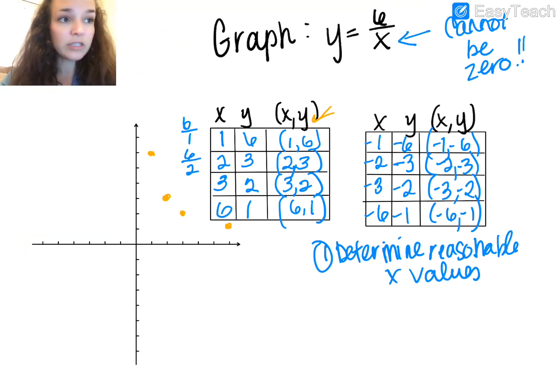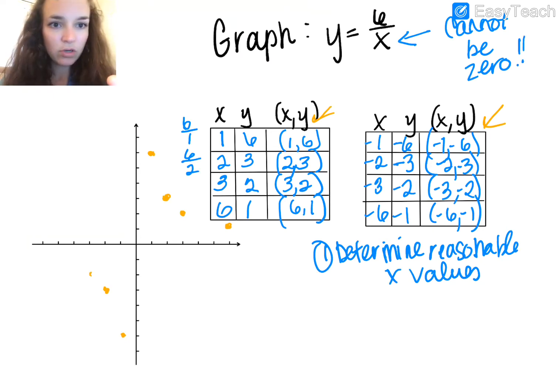Then we can plot these points over here, starting with -1, -6. So that one's going to go over and down: 1, 2, 3, 4, 5, 6. Okay. -2, -3. So that one's going to be about right there. -3, -2. And -6, -1. All right.